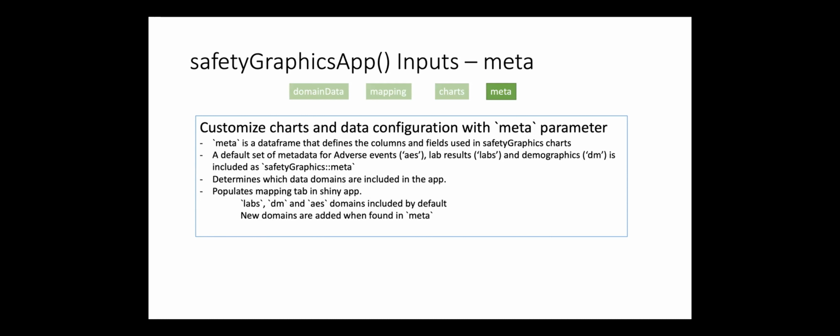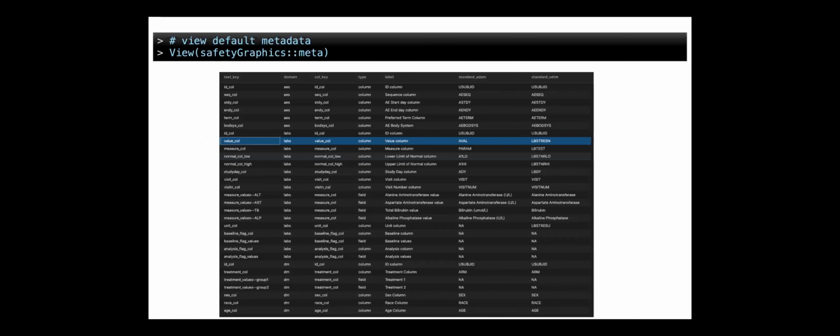A default set of metadata is included for AEs, labs, and DM, and is saved as a data file in SafetyGraphics. So if you just do a view SafetyGraphics::meta, you will see the default metadata table, and I think we've pulled that up several times now. You could also see it on the app on the settings page under mapping. So yeah, that's the high level view of the metadata.